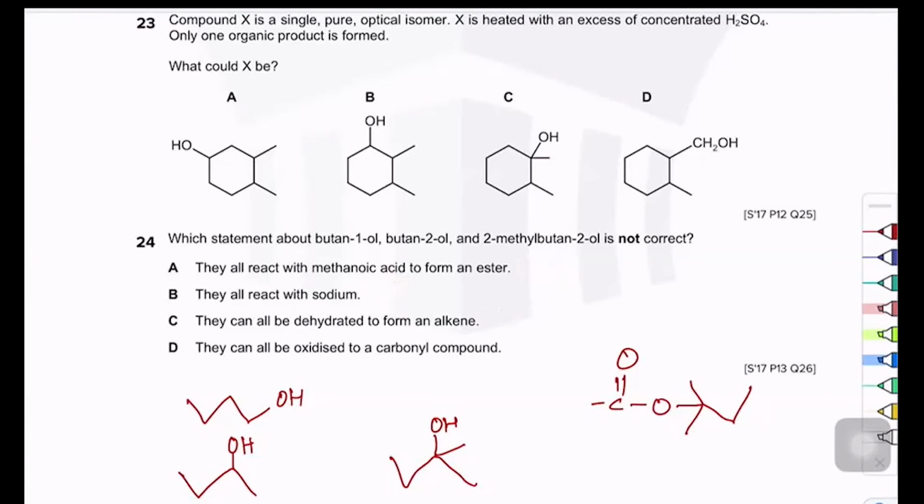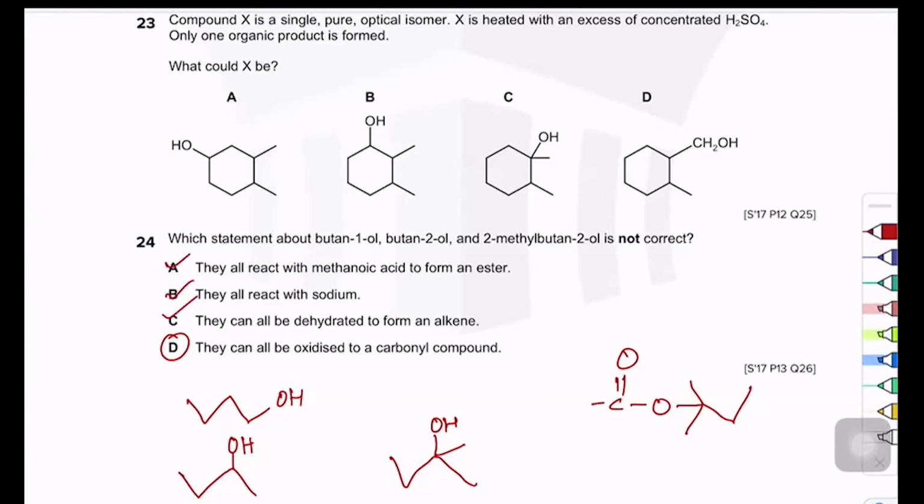Oh, you're right. Tertiary carbons can make ester. It is being formed. So this is correct. This is correct. This is correct. They can all be oxidized to carbonyl compounds. Tertiary carbons can't be oxidized. So, oh, I'm sorry, I got confused. The question says not correct. So this is not correct. Yes. So this is correct.